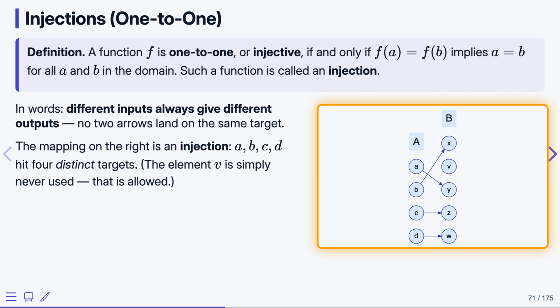Look at the picture. Here A goes to Y, B goes to X, C goes to Z, and D goes to W. All four targets are different, so this is an injection. Watch the element V on the right. No arrow ever uses it, and that is perfectly fine. Being one-to-one only forbids two inputs sharing a target. It does not require every target to be used.